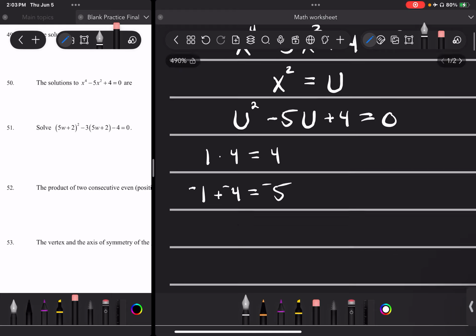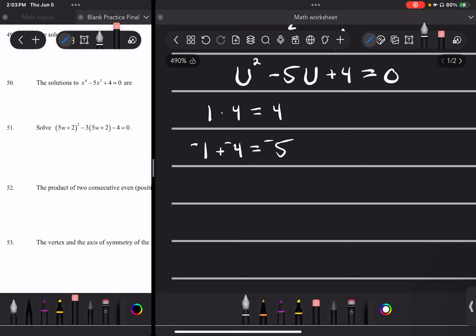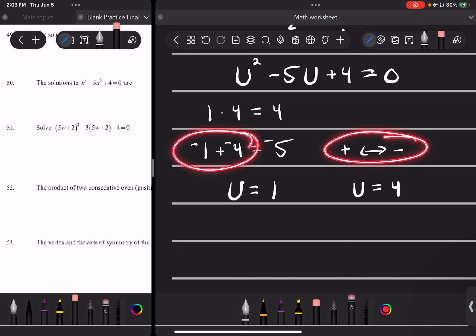At this point, we can't go directly into an answer. We actually want to break them apart. So we're still going to use the opposites, but we're going to say that U is equal to +1, because remember, our positives have the opposite of a negative, and when solving for 0, all we have to do is use our opposites. We also know that U is equal to +4. Again, we apply the opposite of these two numbers and get our positives.